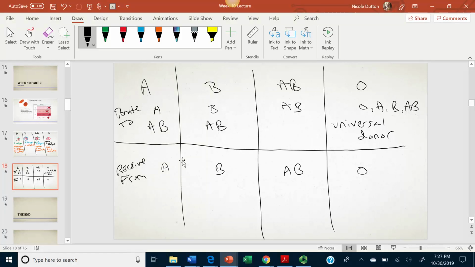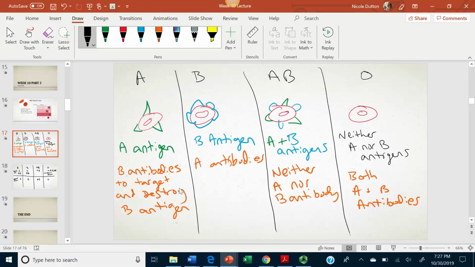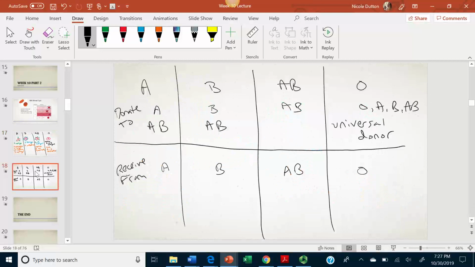Now, blood type A can receive from A, and who else can they receive from? Well, blood type A hates B, so they couldn't receive from B, they couldn't receive from AB, but they can receive from O, because there's nothing on the surface of O to attack. So blood type A can receive from A and O. For the same reason, blood type B can receive from B and O. There's nothing on the surface for it to attack.